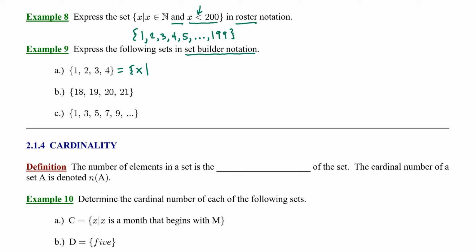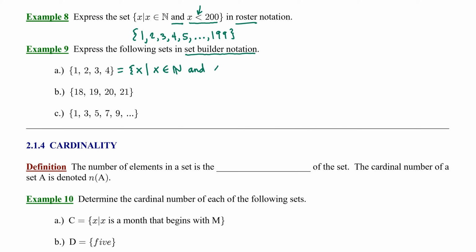Notice we are dealing with natural numbers. I want to be very specific that we are dealing with natural numbers. That's going to rule out fractions. That's going to rule out negative numbers. That's going to rule out irrational numbers. So we are only dealing with counting numbers. And these values are between 1 and 4.